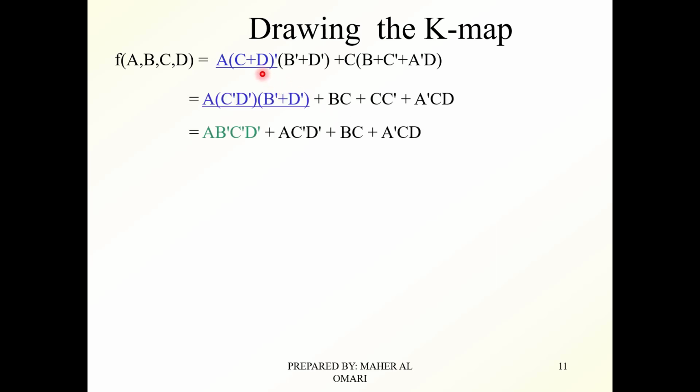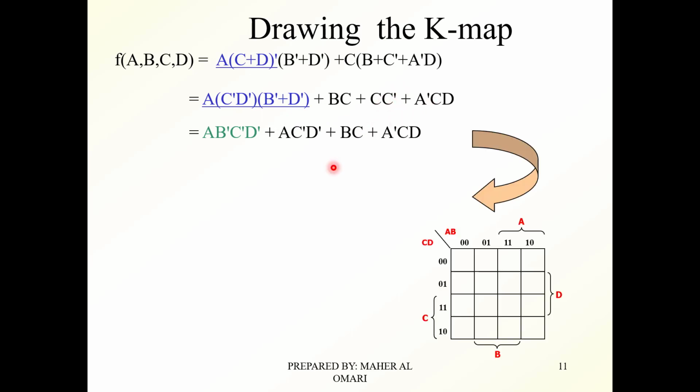Okay, let's see how you draw the K-map for the given function. From De Morgan's theorem, this part of the term is equal to this part. We expand this part, so we have A, B bar, C bar, D bar, which is this, ORed with A, C bar, D bar, which is this. And this is left, this is equal to 0, and this is left.